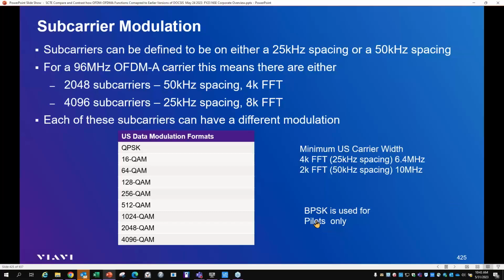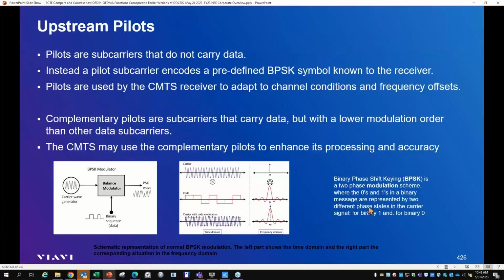Pilot carriers are primarily BPSK modulation. They have to be very, very robust in order to make sure that we lock into the OFDMA carrier, due to all the ingress on the upstream. Upstream pilots are subcarriers that do not carry any data. Instead, the pilot subcarriers are encoded with a predefined BPSK symbol known to the receiver. The pilot carriers let the CMTS receiver adapt to channel conditions and frequency offsets. So again, a basic example of that, right?